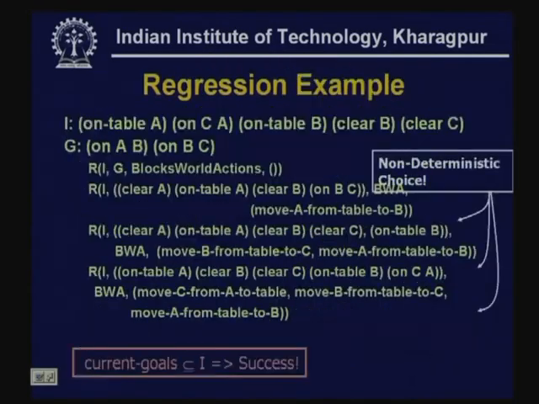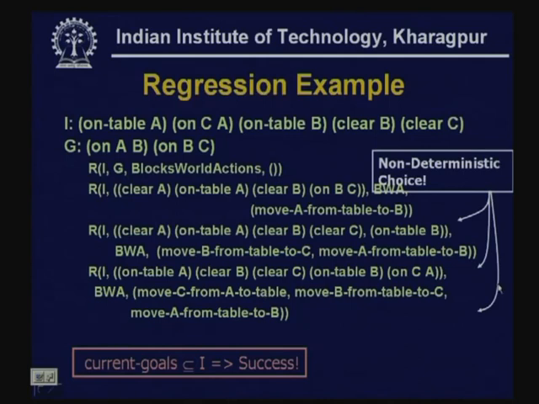Now, let us just briefly look at the regression algorithm that we discussed earlier and see what happens when on the same state space we use regression. We start from the goal and then we apply actions in the backward direction. Again, there is a particular sequence of actions: move A from table to B, then move B from table to C, and then move C from table to A. So, these actions bring us back to the initial state.